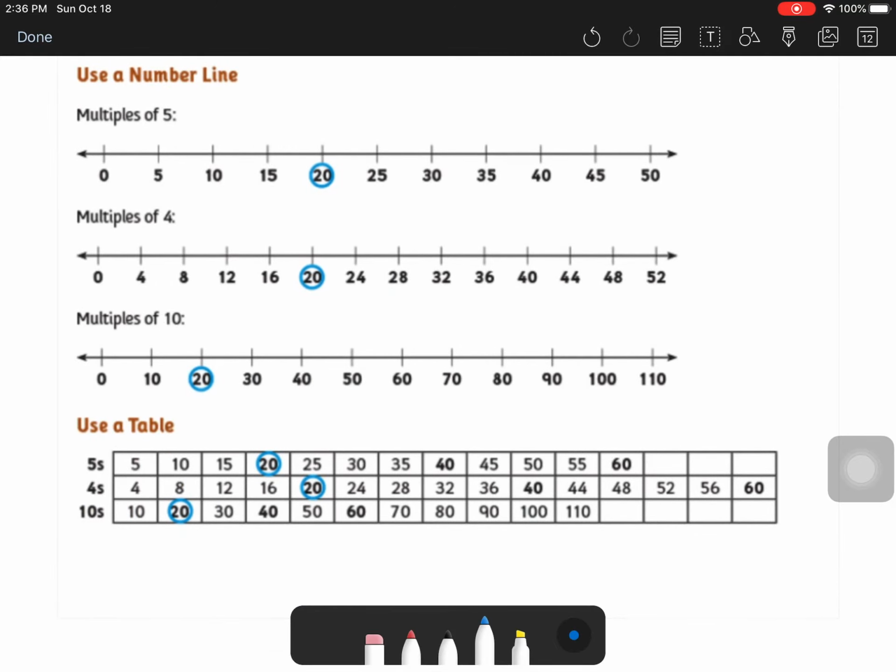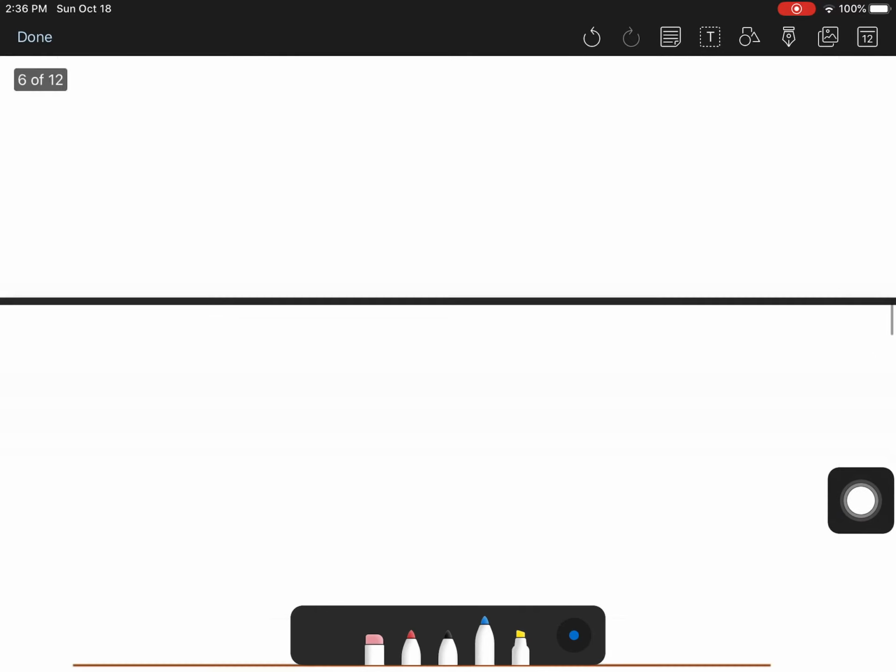Okay, so if you have your multiplication table, and many of you have gotten one from me, and I can hand out more if you don't have one, sometimes that's the easiest way to do it. So you look across your 5s row, you look across your 4s row and your 10s, and you'll notice that 20 appears in all 3 of those rows. So 20 is a common multiple of all 3 of those numbers, and that is the least common multiple. There's nothing smaller than 20 that appears in all 3 of these number lines.